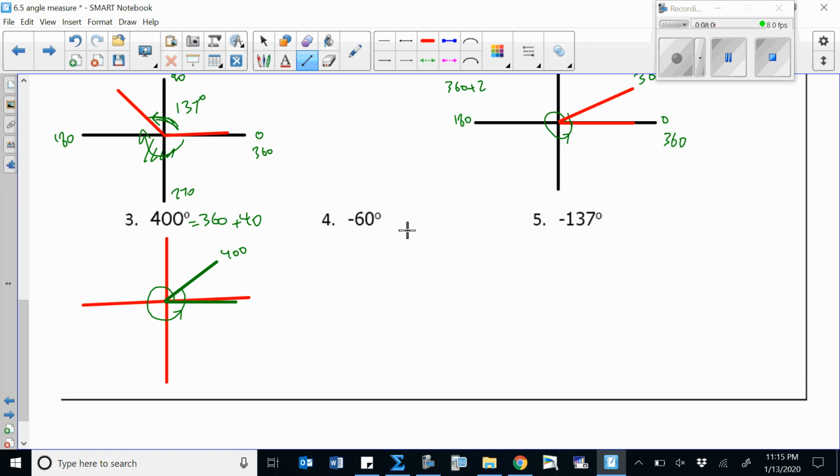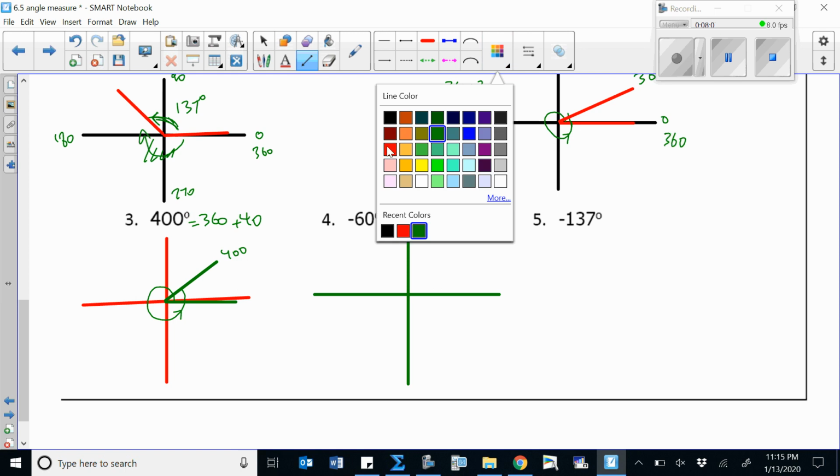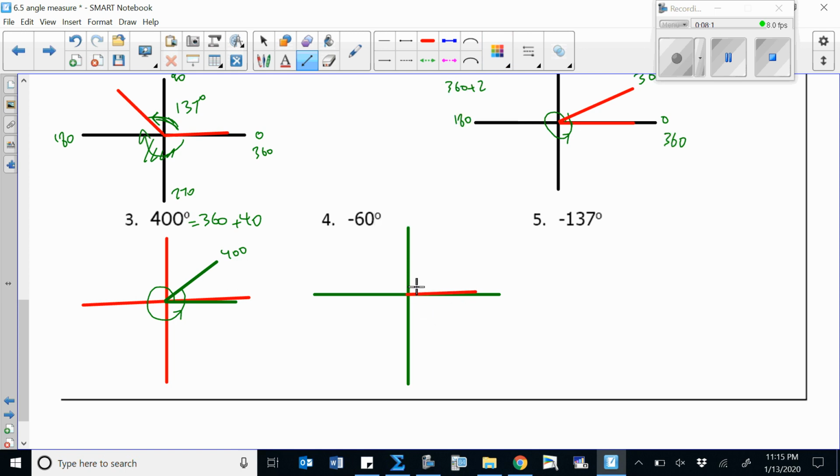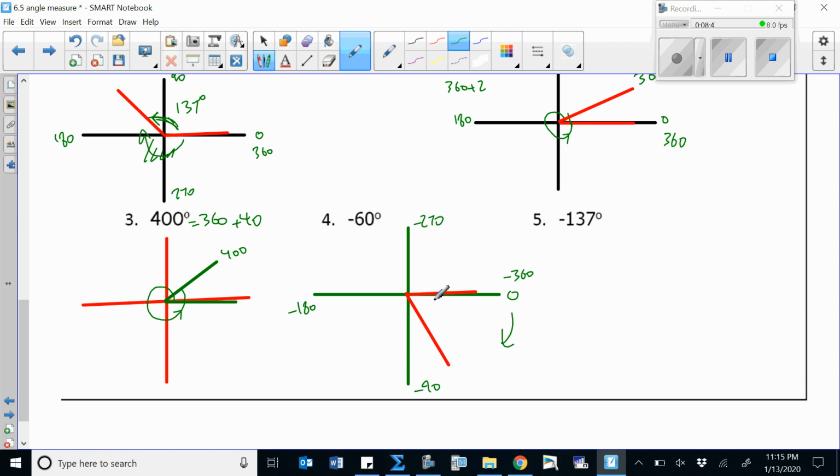Now to draw negative 60. So again, we start from here, which is 0, and this is my initial side, and the terminal side, because this is an angle which is negative, instead of going this way, I'm going to move this way. Negative 60 is somewhere like here before reaching 90. So this is 0. Because I'm moving this way, this will be negative 90. This is negative 180, negative 270, and negative 360. So this is your angle, negative 60 degrees.